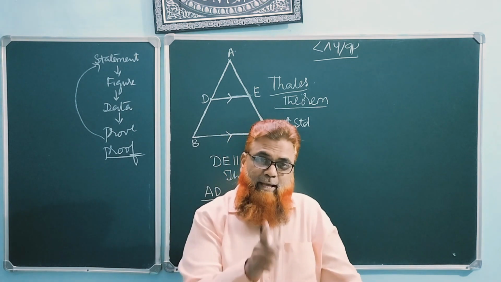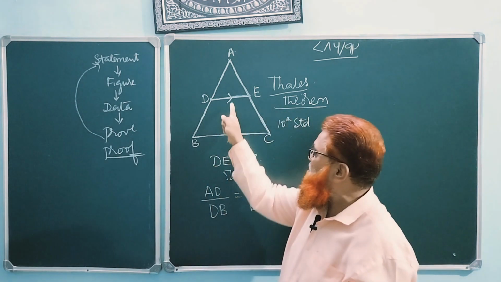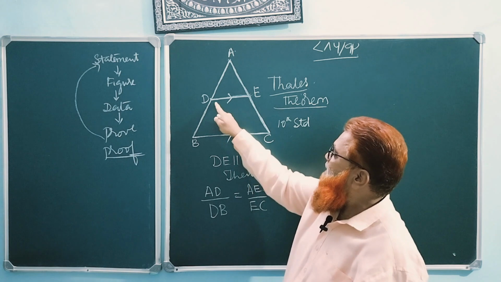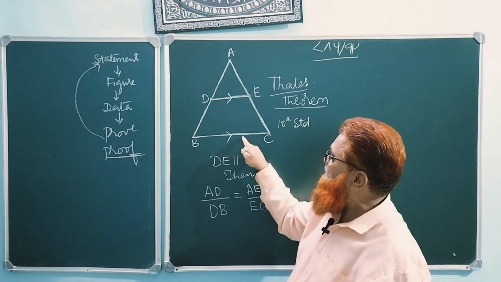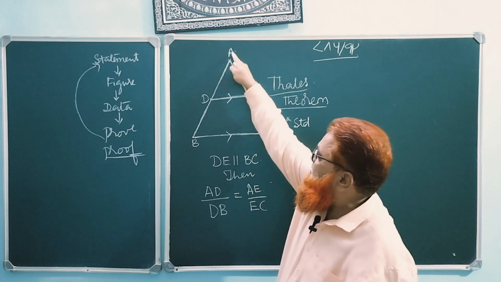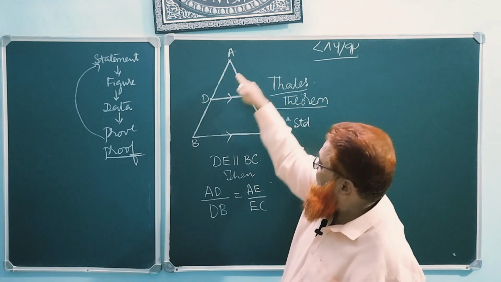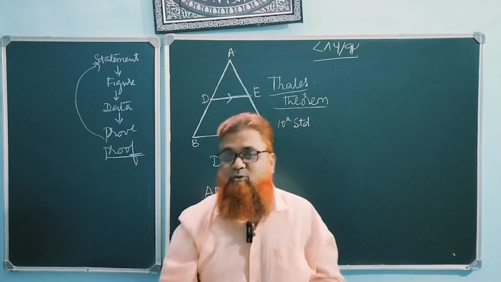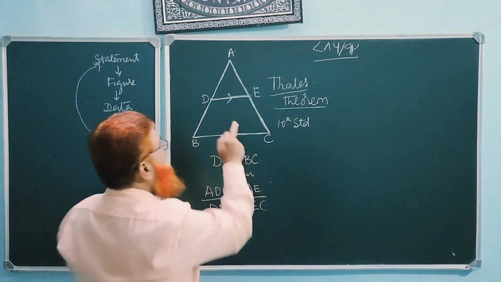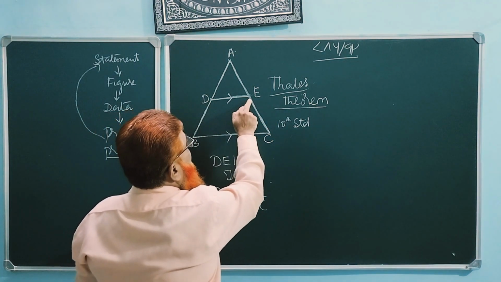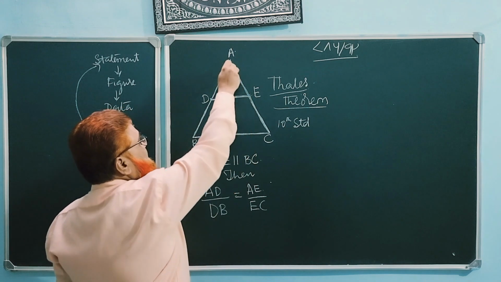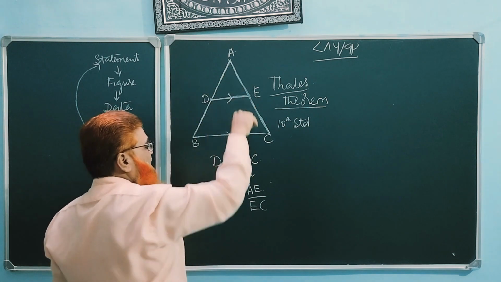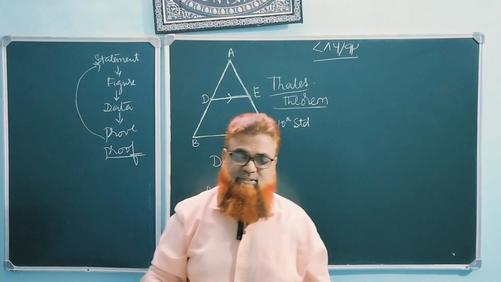A line drawn parallel to one side of the triangle BC. I have drawn DE parallel to BC. This line intersects or meets these two sides at the points D and E. Then what does it do? This line, which intersects at D and E, divides the sides in equal ratios.